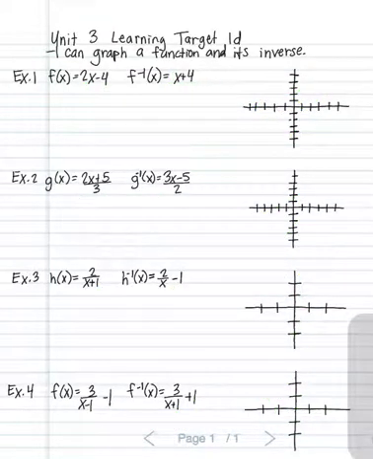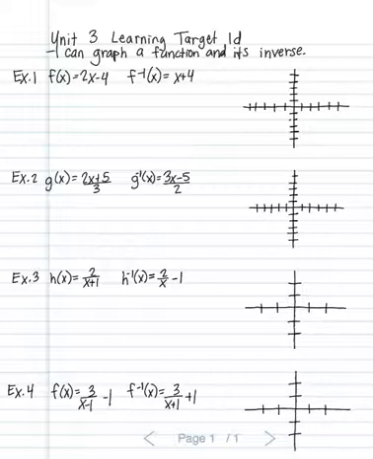Learning target 1D: I can graph a function and its inverse. We're going to do 4 examples, and these are the same examples that we did in 1C. As you can see, we've got f of x and f inverse of x for example 1. Examples 2, 3, and 4 are all the exact same examples as in Unit 3, Learning Target 1C. This is what you'll do for your packet problems too. You found the inverse for 1 through 8, and after you watch this video, you'll graph the two things.